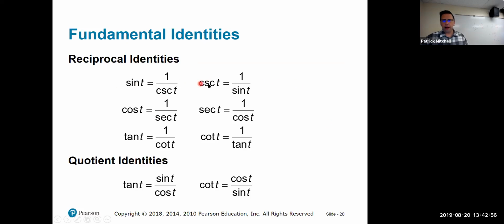Sine and cosecant are reciprocals of each other. So are cosine and secant. So are tangent and cotangent. Those are called reciprocal identities. Then you have your quotient identities. Again, think of that as the sine of t is y, cosine of t is x, the tangent of t is y over x, and the cotangent of t is x over y.